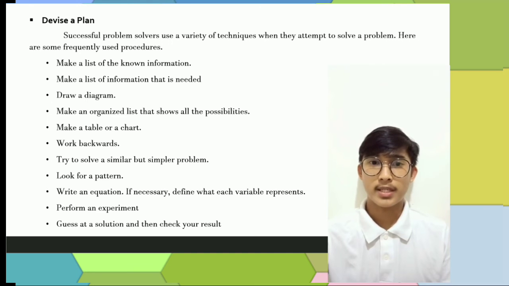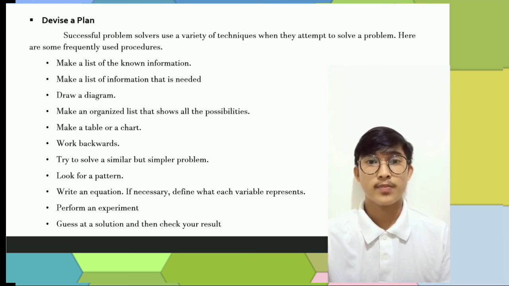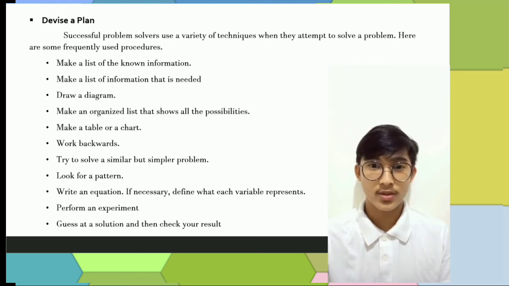Work backwards. Try to solve a similar but simpler problem. Look for a pattern. Write an equation. If necessary, define what each variable represents. Perform an experiment. And guess at a solution and then check your result.